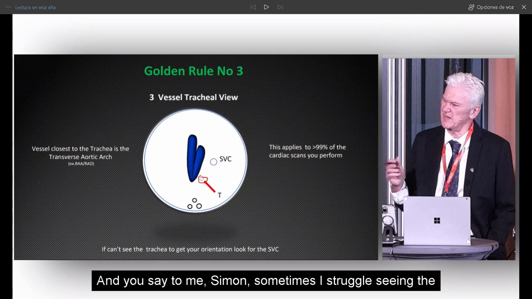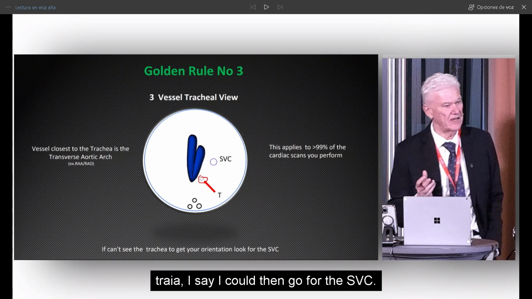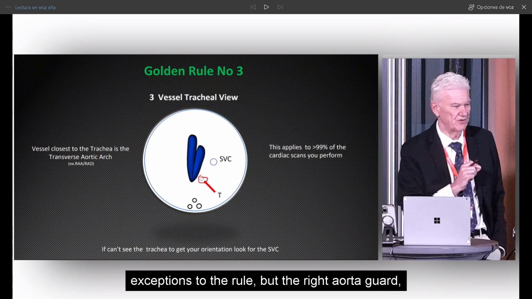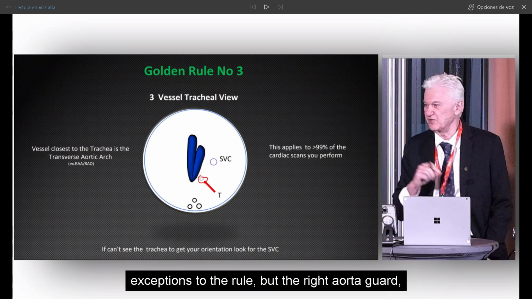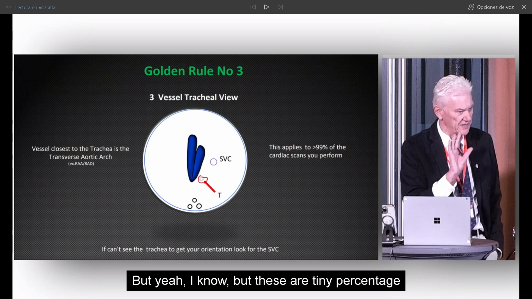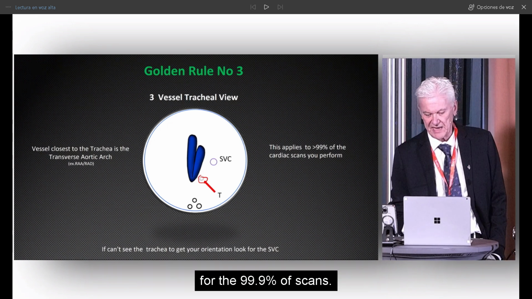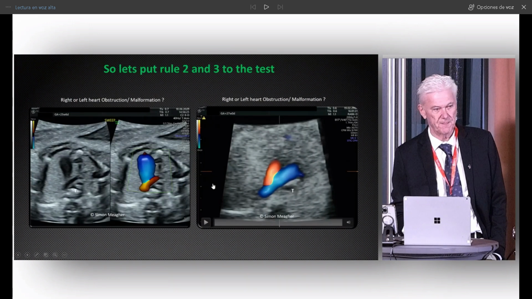And you say to me, Simon, sometimes I struggle seeing the trachea. I say, okay, then go for the SVC. I know some of you in the room are already thinking about exceptions to the rule, but the right aortic arch, the right arterial, the double aortic arch. But yeah, I know, but these are a tiny percentage. For the 99.9% of scans, that is a very, very helpful rule.